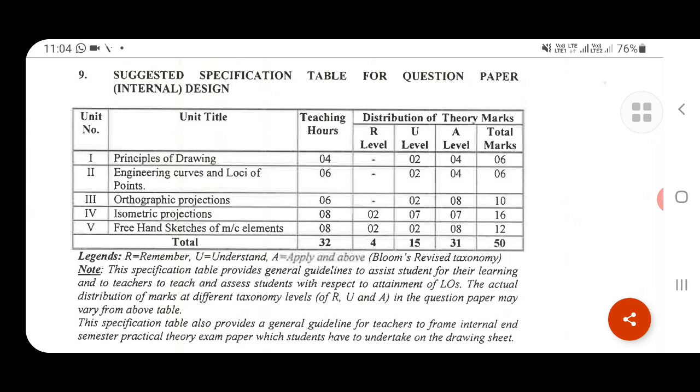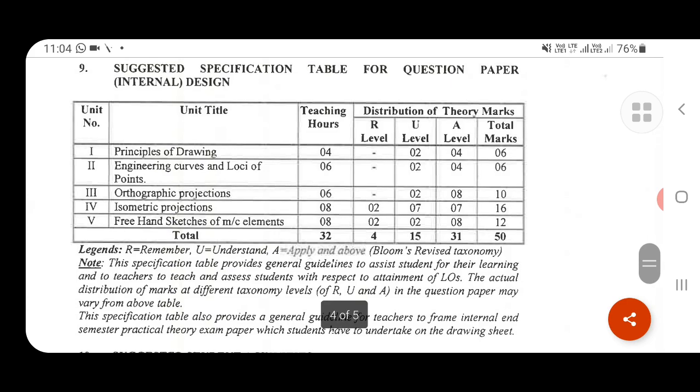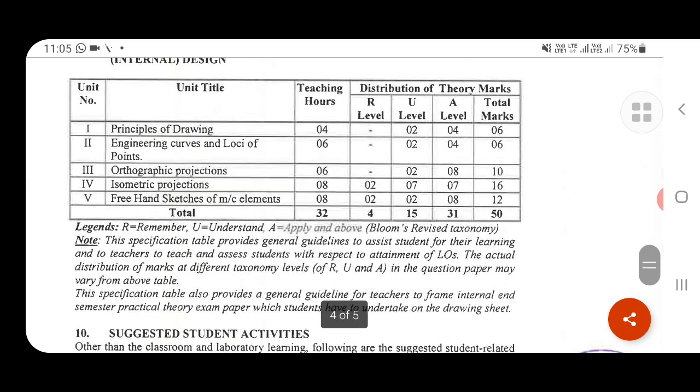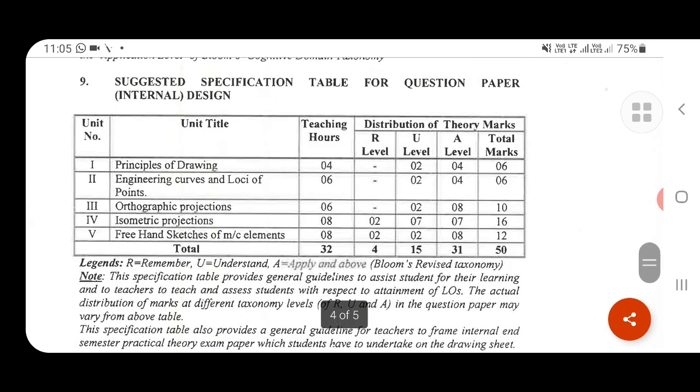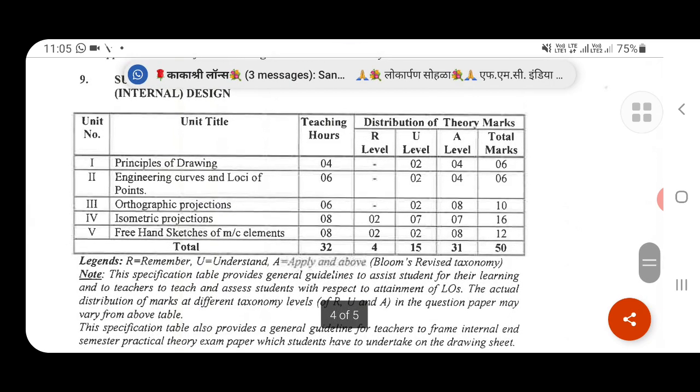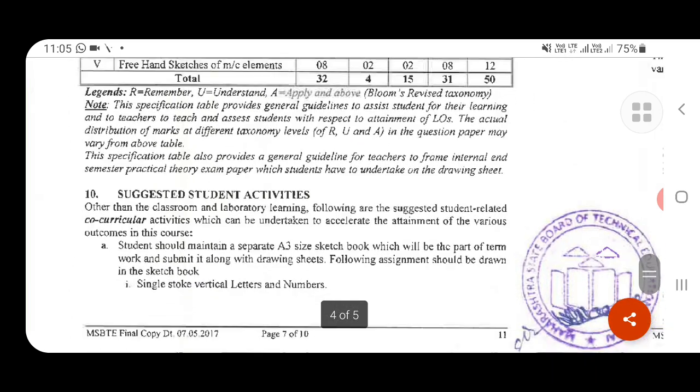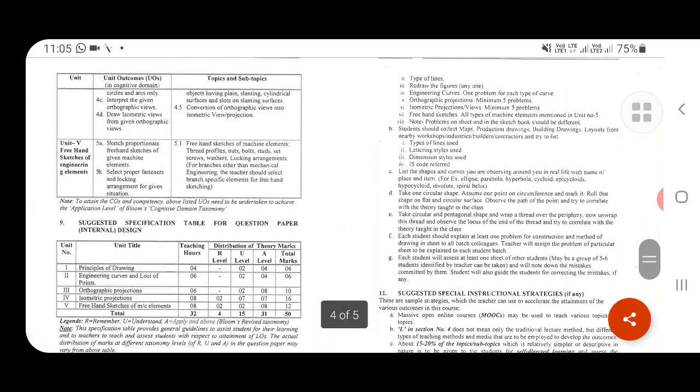Next is isometric projections, this unit is 10 marks. Next, the isometric projection unit is also 16 marks. Next, freehand sketches, this unit is 12 marks. So these are the units used for graphics. One by one we see the syllabus of our subject.